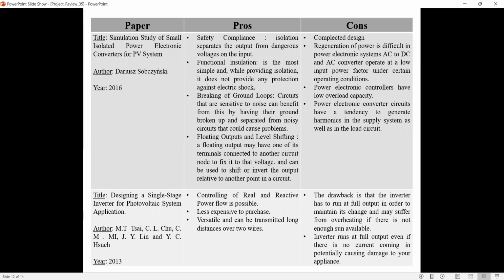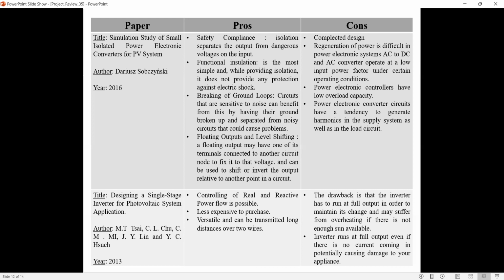Floating output and level shifting. A floating output may have one of its terminals connected to another circuit node to fix its voltage, and can be used to shift or invert the output relative to another point in the circuit. The drawbacks of this paper are complicated design.